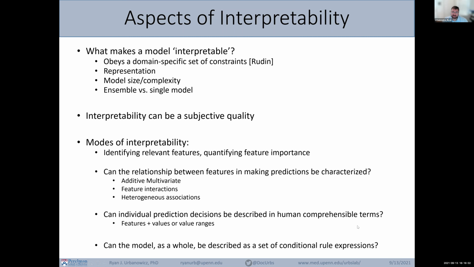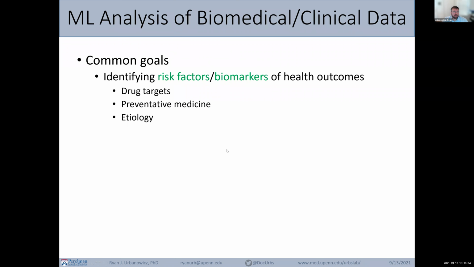So let me move away briefly just to my domain of biomedical or clinical data analysis and talk about some of the common goals that we have when applying machine learning in biomedical research. So first off, we want to identify risk factors and biomarkers of health outcomes. We want to identify drug targets. We want to better target preventative medicine, and we want to understand the underlying causes of disease.